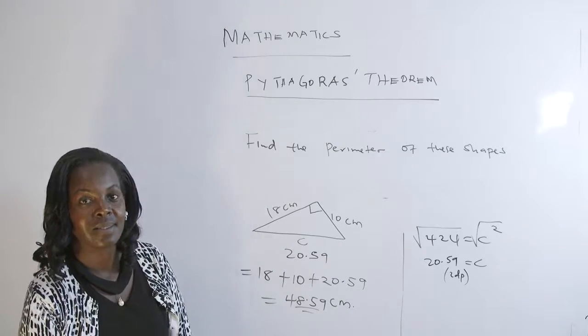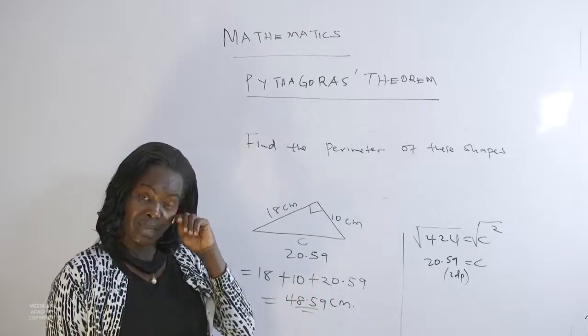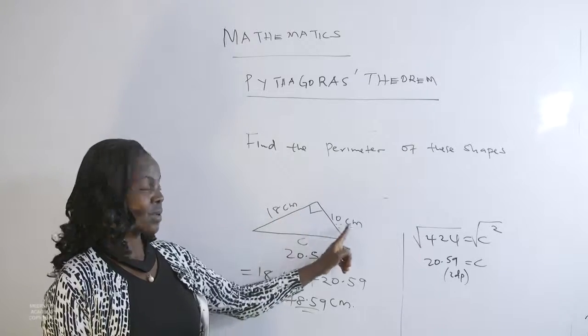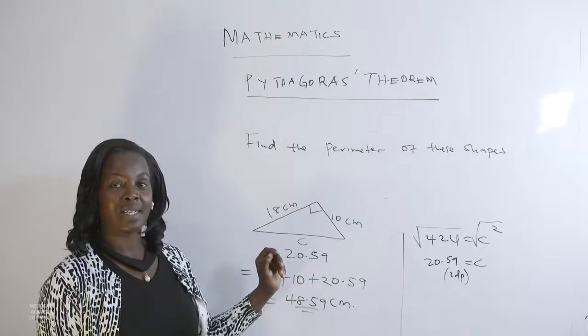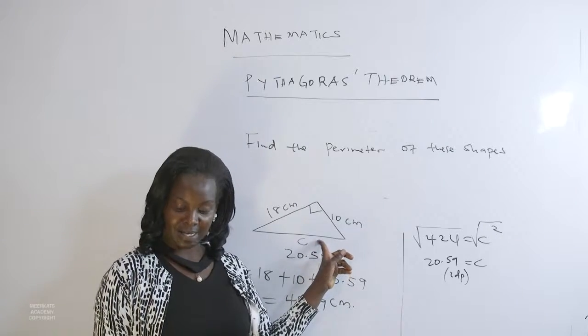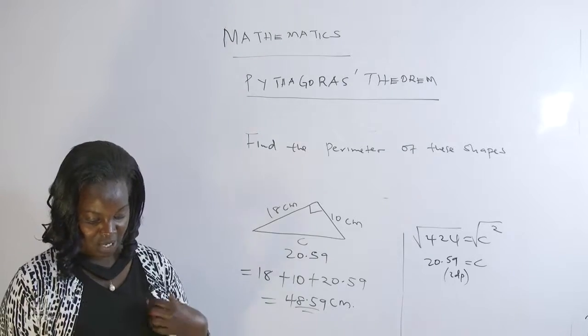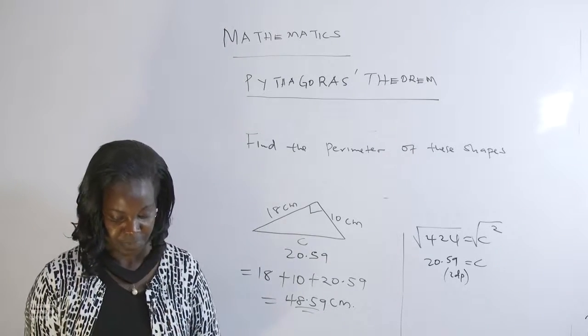So given a triangle, the hypotenuse is missing, or the length of the hypotenuse is missing, you are supposed to use the Pythagoras Theorem, substitute in the formula, find the square root, and you'll find the side that is missing. Then you can add the distance all round.